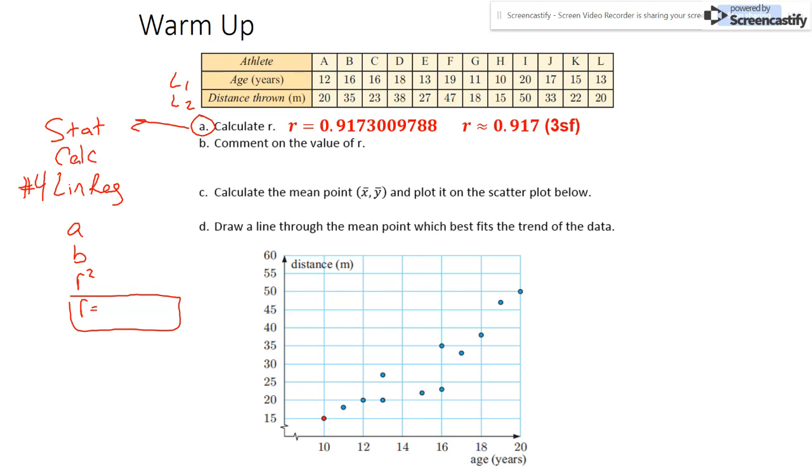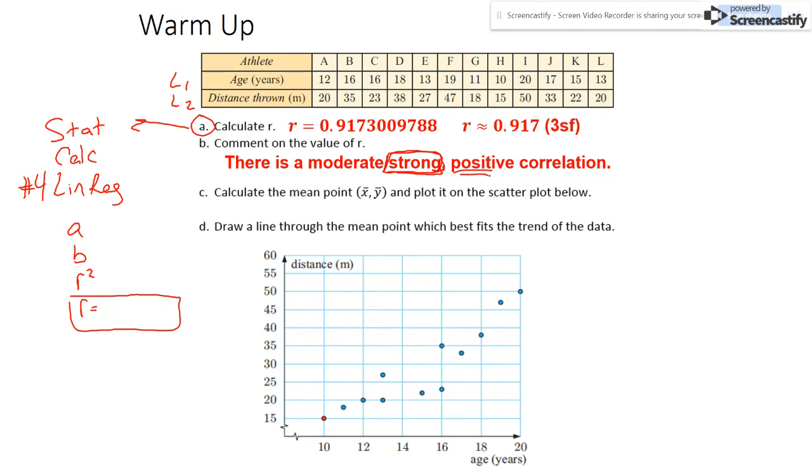So the 3 sig figs, 0.917. Just remember when we comment on the value of R, we want to know the strength and direction. So 0.917 is really close to +1. So whether it's +1 or -1, that is a strong correlation. And then it's positive, so that means it has a positive direction. So moderate, strong, I would lean towards strong in this case. If you said moderately strong, that would be probably okay. And then positive.